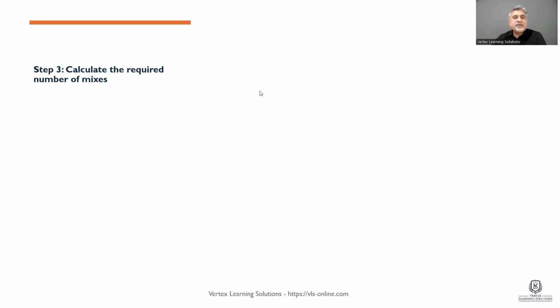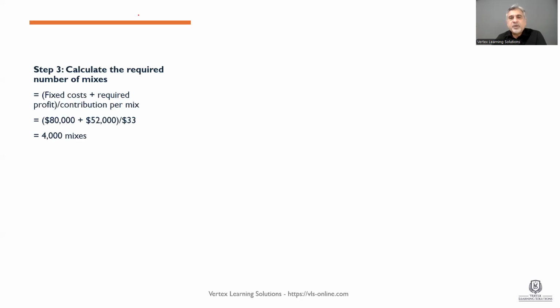So calculate the required thing. It's very simple. What you did straight away, 80,000 plus 52,000. This is my fixed cost. This is the profit I want. I divide it with the mix, contribution per mix. So I actually need to produce 4,000 mixes. 4,000 mixes. Okay. So if I continue 4,000 mixes, I know that in each mix there are 2 units of F and 1 unit of G, and 3 units of H.